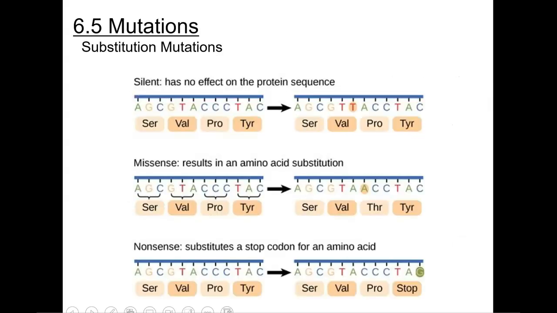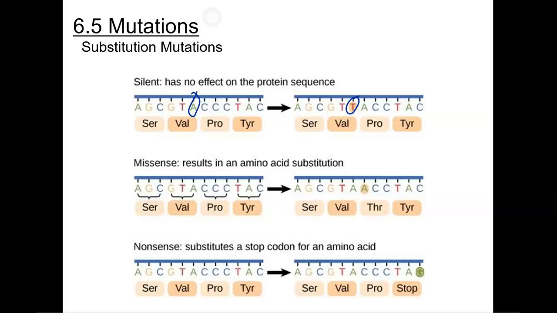So here is an actual visual of some of these. You can see that you have a silent mutation, which has no effect on the amino acid sequence, so therefore it does not affect the protein. In this case, we had this nice A here. Instead, it got substituted, and this time it changed to a T. That still coded for the same amino acid, valine, and so therefore that protein is still functional and it's still the same.